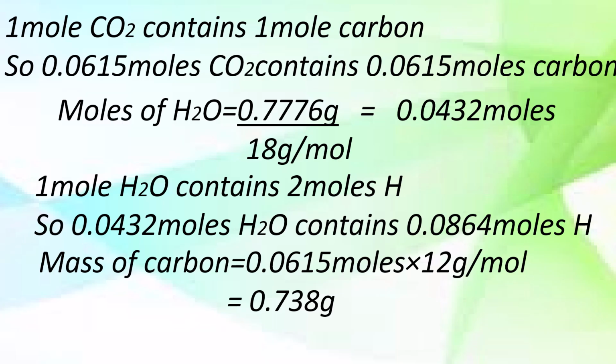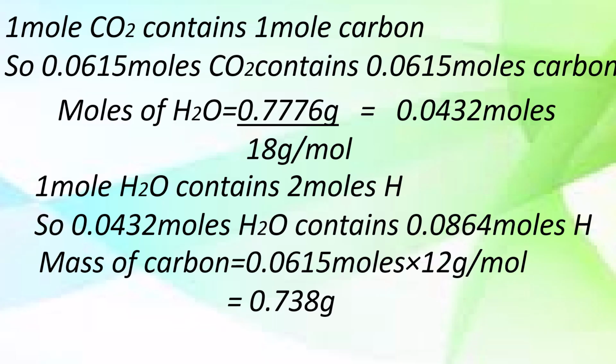Now moles of water is equal to the amount which is already given in the example, 0.776 gram divided by 18 gram per mole, which is equal to 0.0432 moles water, where 18 gram per mole is the molecular weight of water because one oxygen has 16 atomic weight, one hydrogen has 1 atomic weight, 2 hydrogen has 2 atomic weight, total is 18 gram per mole, the molecular weight of water. Now we have calculated moles of water. Now 1 mole water contains 2 moles hydrogen, so 0.0432 moles water contains, we will multiply it by 2 and divide by 1, we get 0.0864 moles hydrogen. So we have calculated moles of carbon in the compound and moles of hydrogen in the compound.